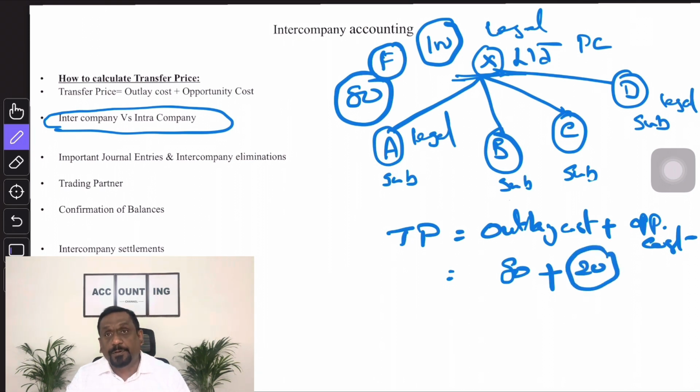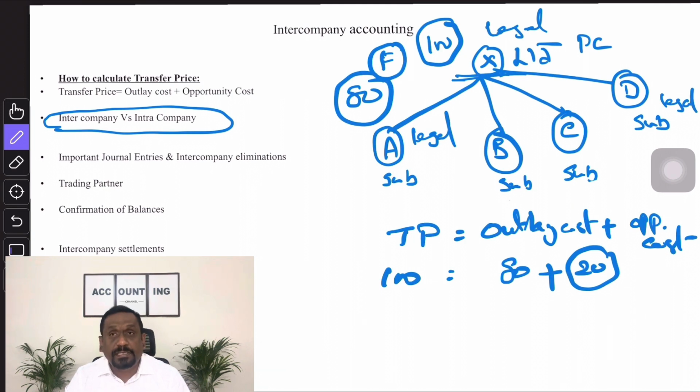Why is 20 rupees an opportunity cost? If X has decided to transfer this product to their legal entities, how much opportunity cost is it going to lose? If it is sold in the outside market, it is going to get 100 rupees. But what is the cost of manufacturing the product? 80 rupees. The difference is how much? 20. The 20 rupees is called opportunity cost. So 80 plus 20 is equal to 100.